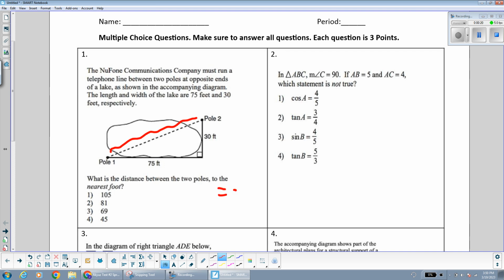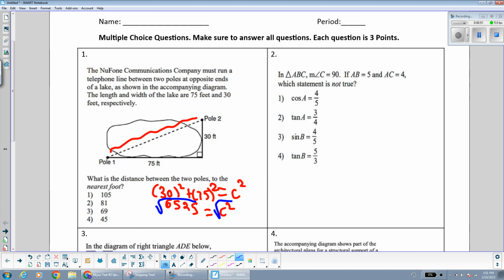So we are looking for what C is, and our A squared and our B squared are 30 squared and 75 squared. So typing this into my calculator, I'm typing in 30 squared plus 75 squared, and I got 6525 for C squared. Now we just need to solve by taking the square root of both sides.